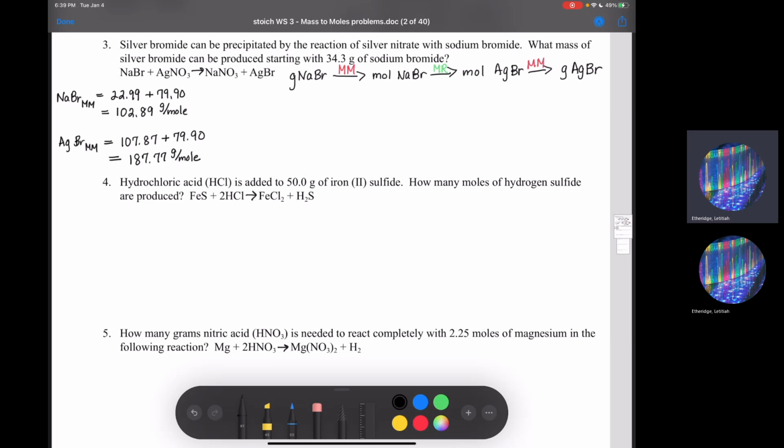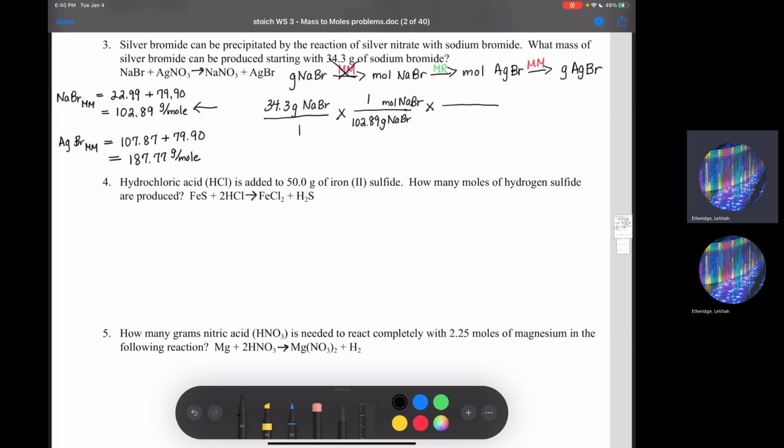Okay, so now that we know, let's do it. We are starting with 34.3 grams of sodium bromide. Put it over one. We need to convert to moles. Grams sodium bromide in the numerator, grams of sodium bromide in the denominator, moles on top. We just calculated the number that one mole of sodium bromide has a molar mass of 102.89, right? That's this number right here. Okay, we are done with the first conversion.